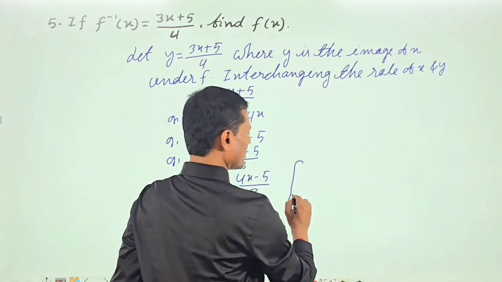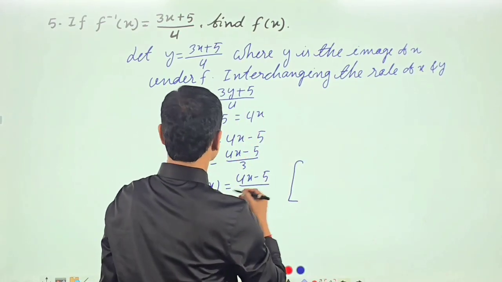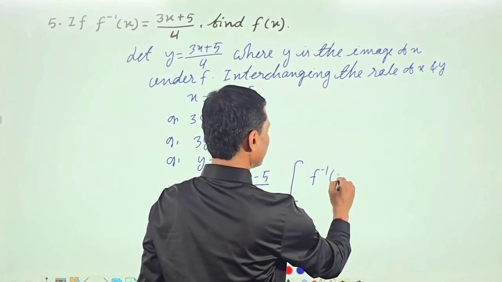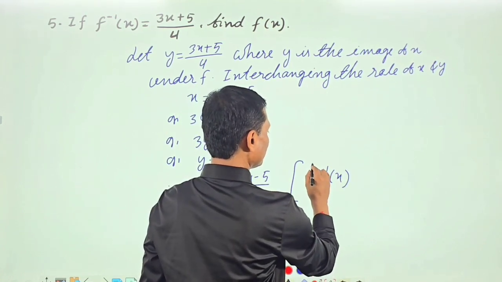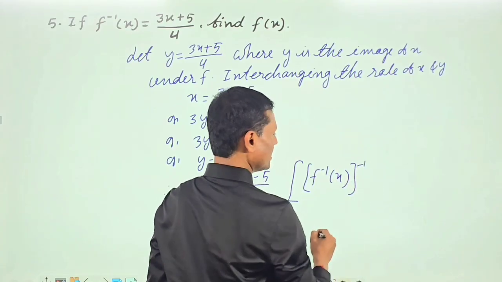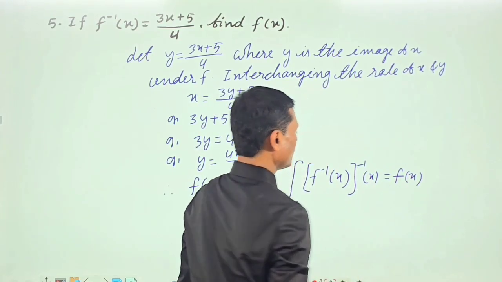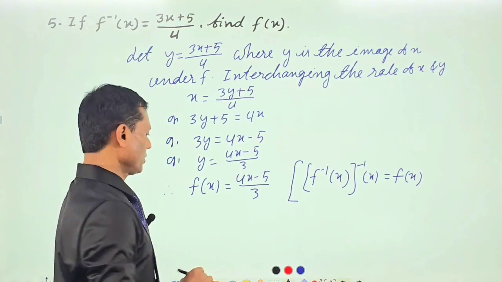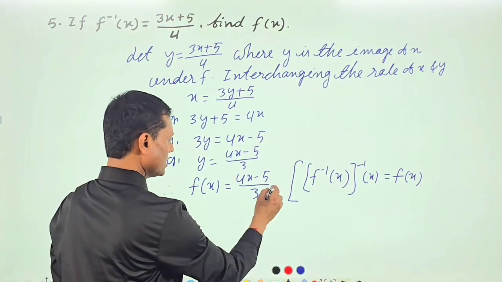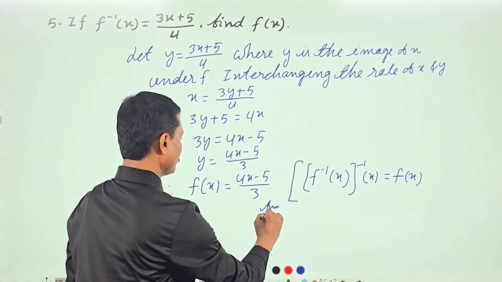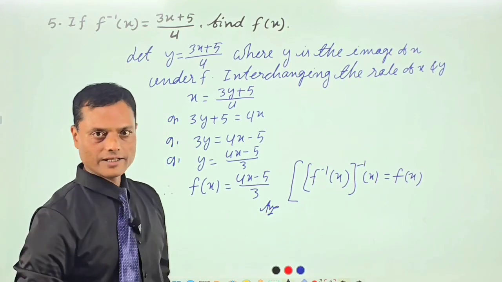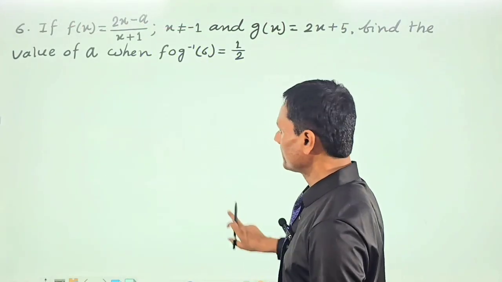See, what you have to understand is that the inverse of the inverse: we can write f inverse x, and its inverse is the function itself. So not to forget that. Okay, so therefore this is our answer. That's the value of fx. Understand?